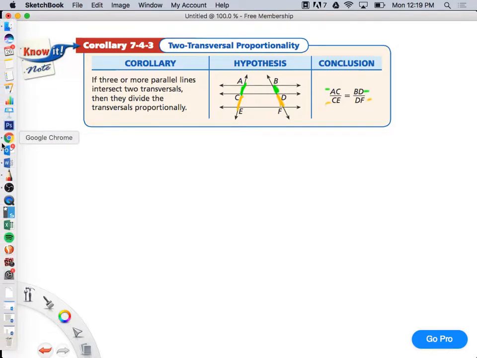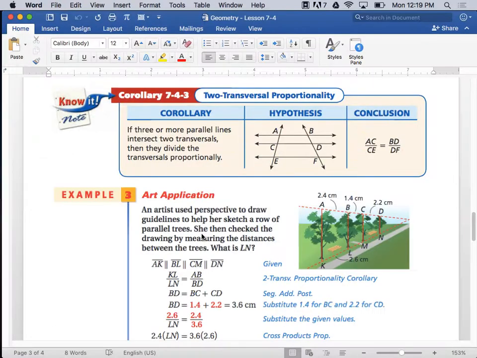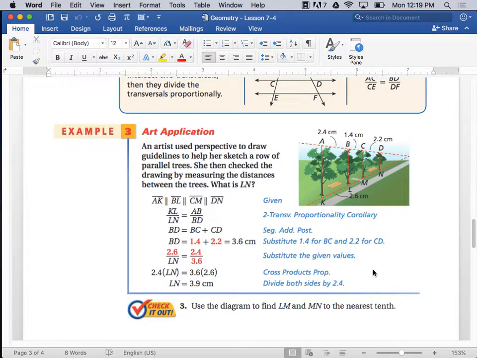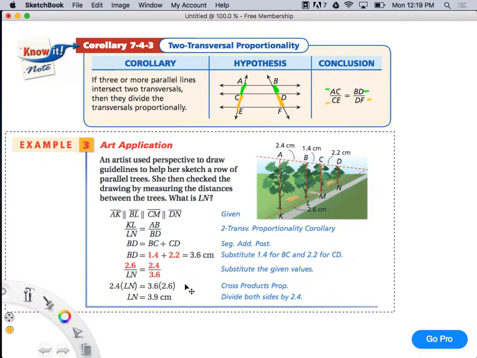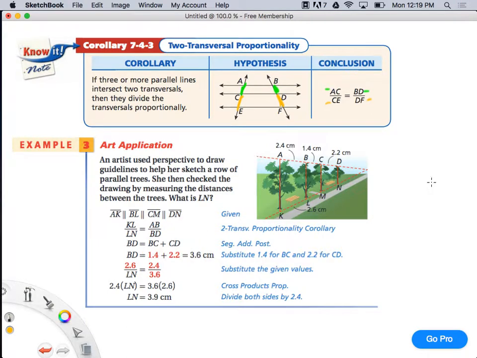All right? And then go ahead and take a look at the example number 3. See if you can figure that out. So take a look at example number 3.